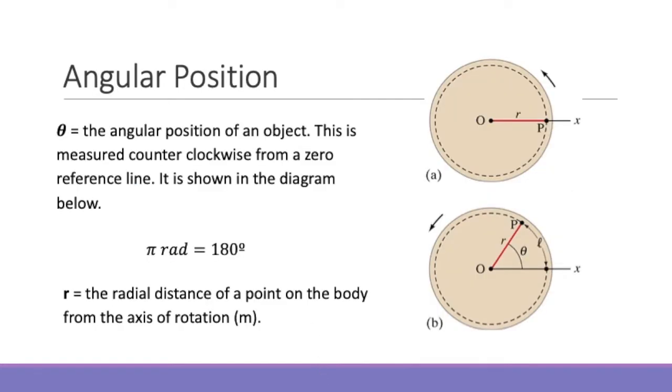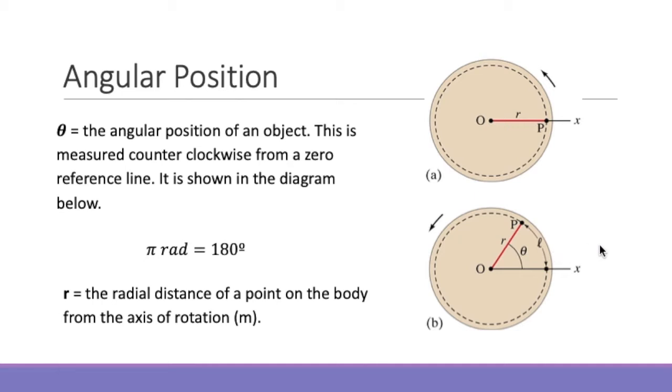Now let's consider an object that is rotating about a fixed axis of rotation. To specify the location of a point on the object, such as point P here, its angular position is used. Theta is the symbol used for angular position, and this is measured counterclockwise from a zero reference line, which is shown in this diagram here.